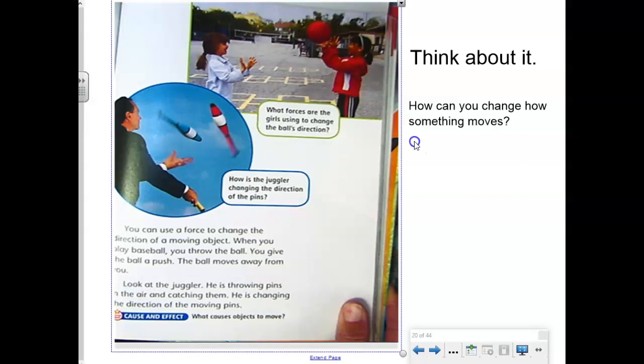All right, how can you change how something moves, guys? You can throw it. What else could you do? What if you put it on the ground? Could you use your feet? What could you do? Yeah, you could kick the ball. That's right. Can you think of anything else you could do with it? You could roll it on the ground. All right, lots of different things we could do to change its direction.